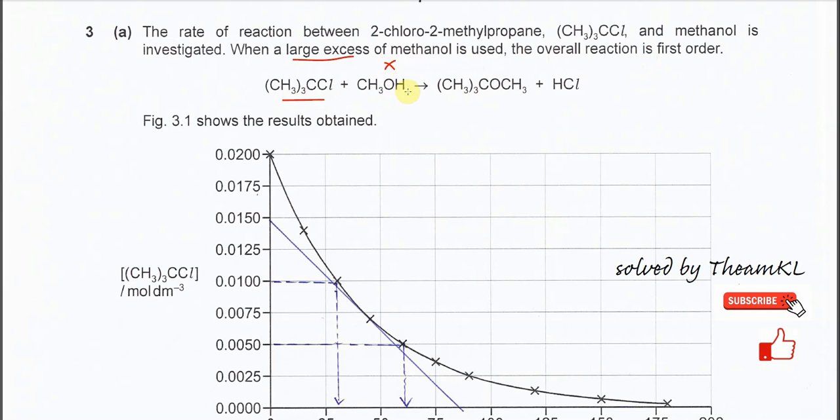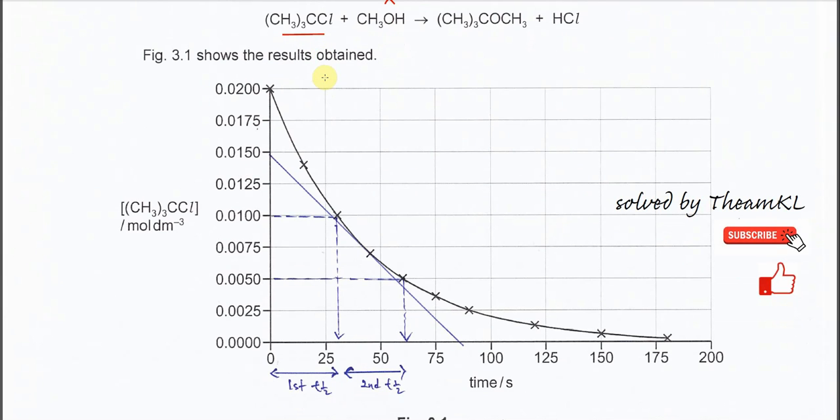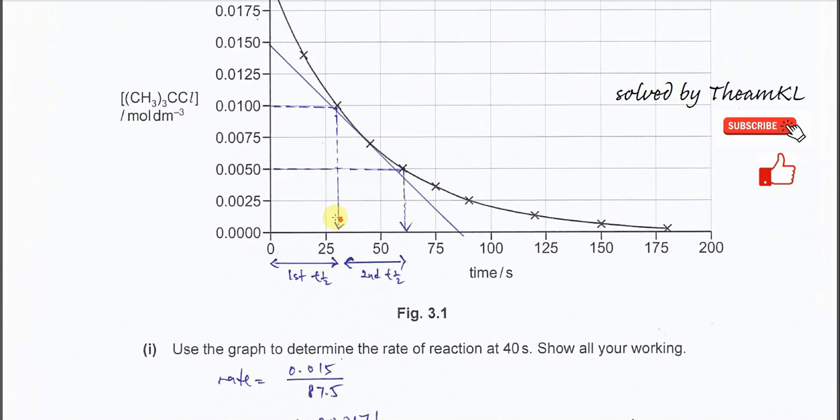The 2-chloro-2-methylpropane means the order for this 2-chloro-2-methylpropane is first order. And Figure 3.1 shows the results obtained. Okay, these are the half-lives. Okay, we will discuss later.